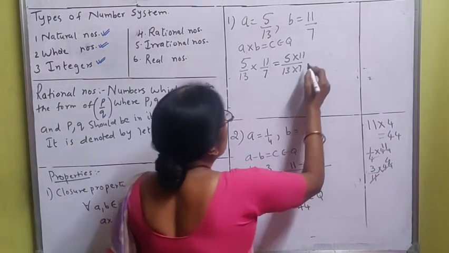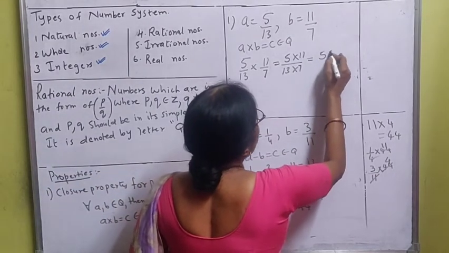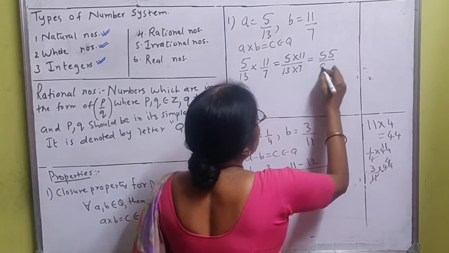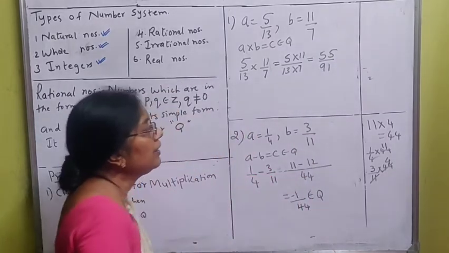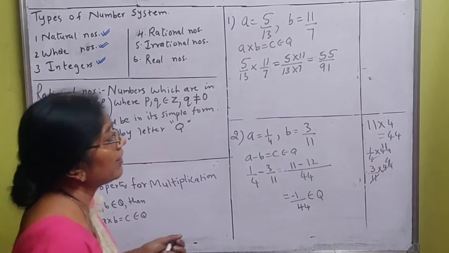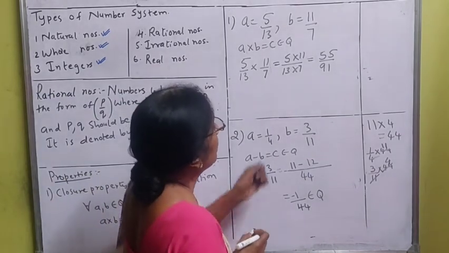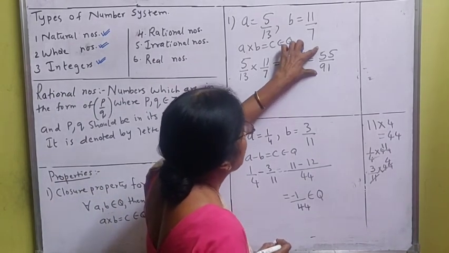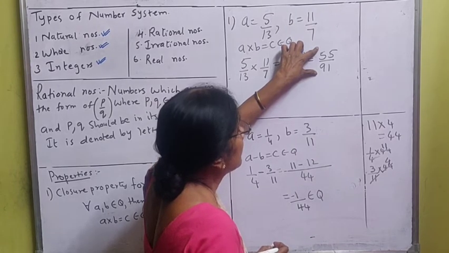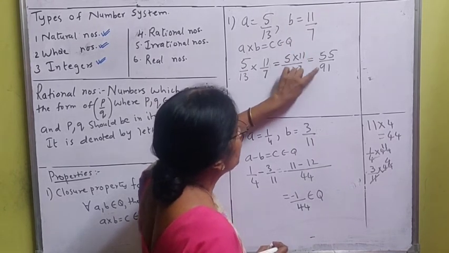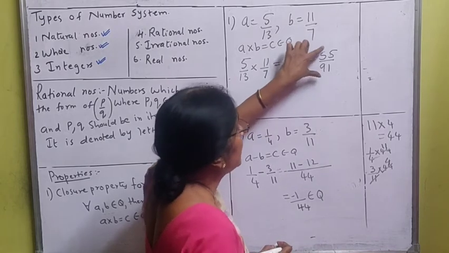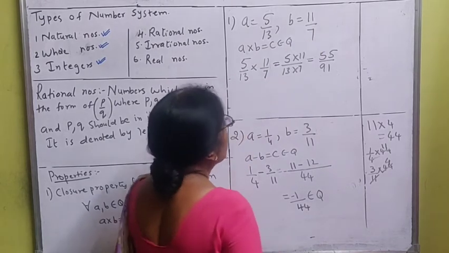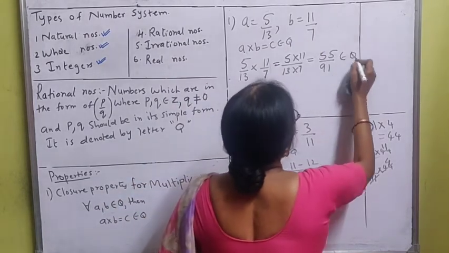So what we have to do? 5 into 11 is how much? 55. 13 into 7 is how much? 91. So you got 55 by 91. Are 55 and 91, that is P and Q, integers? Yes. Q is not equal to 0? Yes. They cannot be simplified, which means they belong to Q.